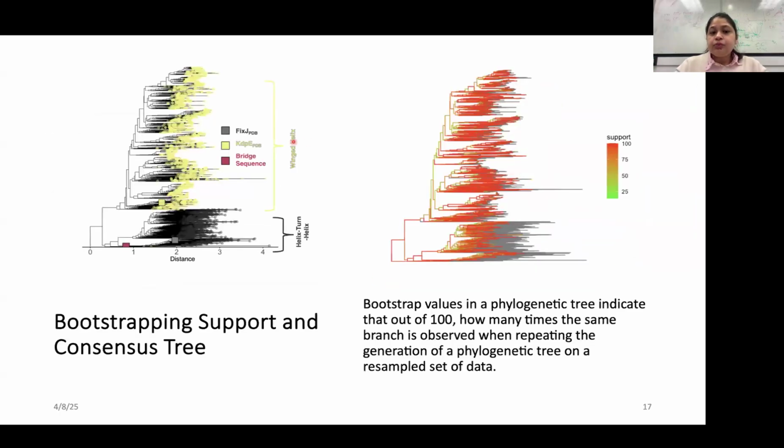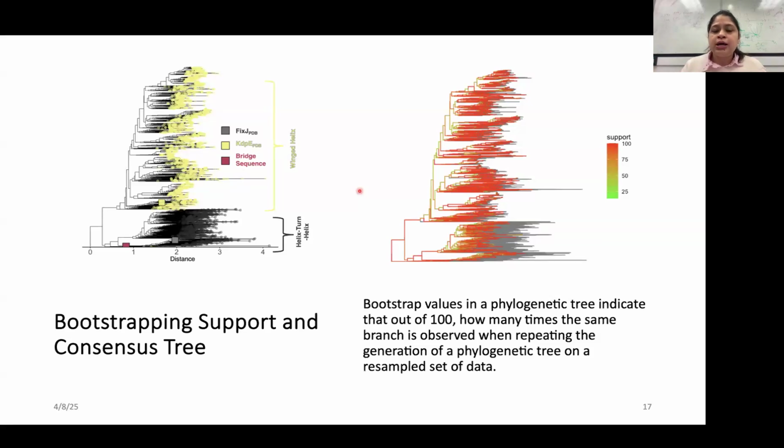Right. Before rooting the tree, we wanted to make sure that the evolutionary relationships that we see in the tree make sense and are validated. For that, we performed bootstrapping support and built a consensus tree. Bootstrapping values in a phylogenetic tree really tell you how many times the same branch is observed in the tree when repeated.